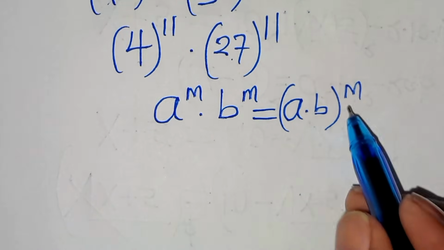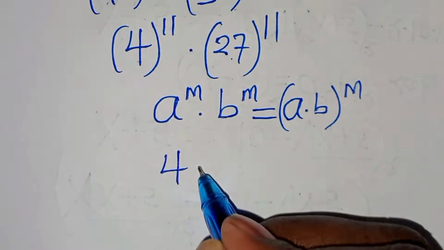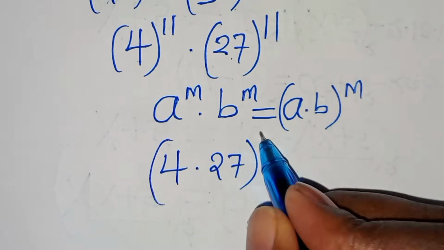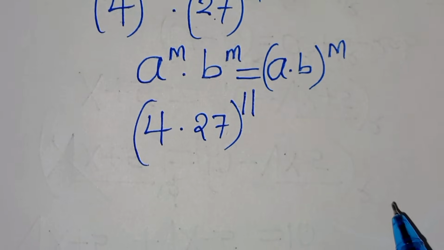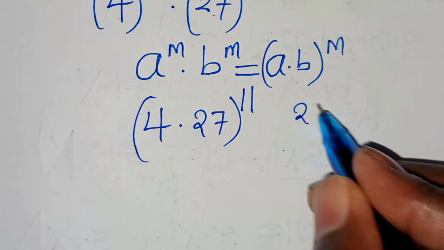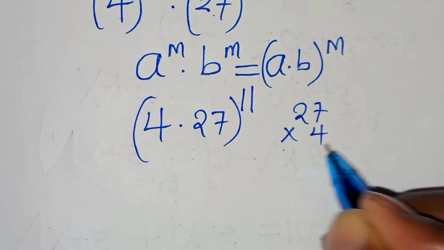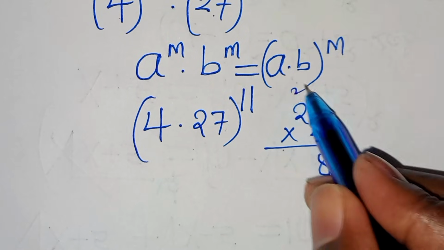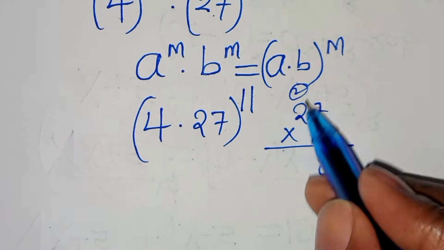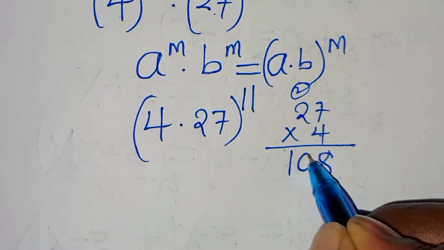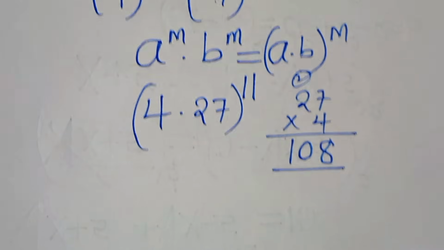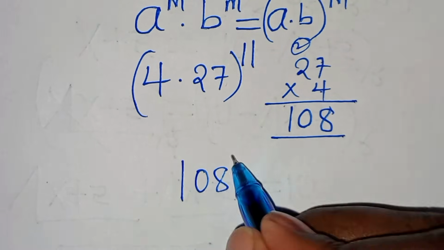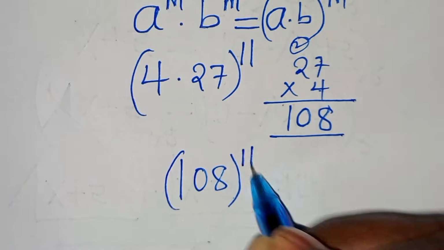Applying this identity, then we have (4 multiplied by 27)^11. So we have 27 multiplied by 4. 7 times 4, this is 28. 8, carry 2 here. 4 times 2, this is 8, plus 2, this is 10. So this is 108. So we have 108^11.